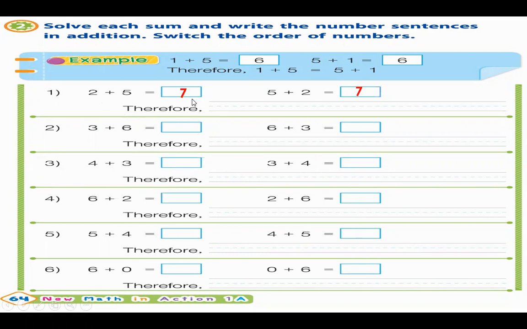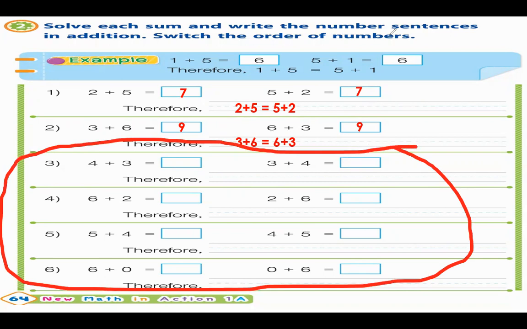2 plus 5 equals 7. 5 plus 2 equals 7. Therefore, 2 plus 5 equals 5 plus 2. All right, so you try to answer 2 up until 6. I'm sure you can do it, students. Good luck. This is on page number 64. Here is an example. 3 plus 6, 9. 6 plus 3, 9. Therefore, 3 plus 6 equals 6 plus 3. So that is the answer. Try to answer this 3 up until 6.